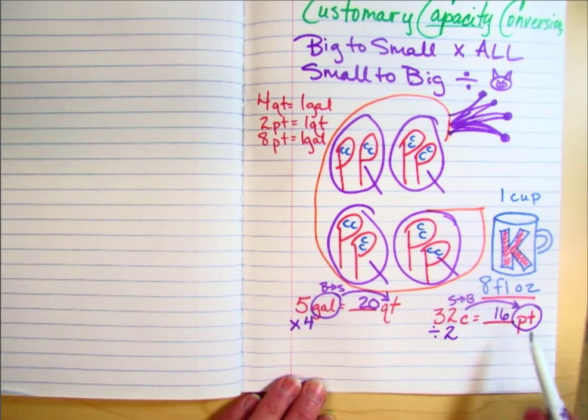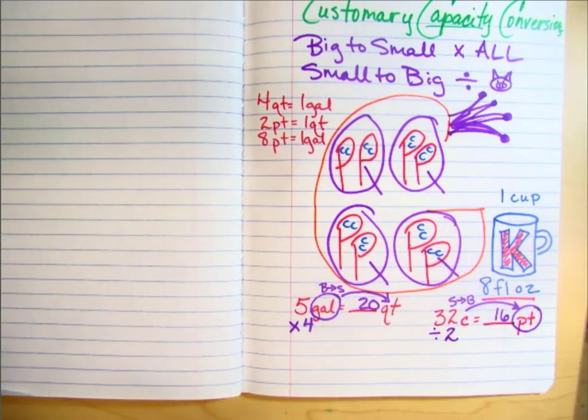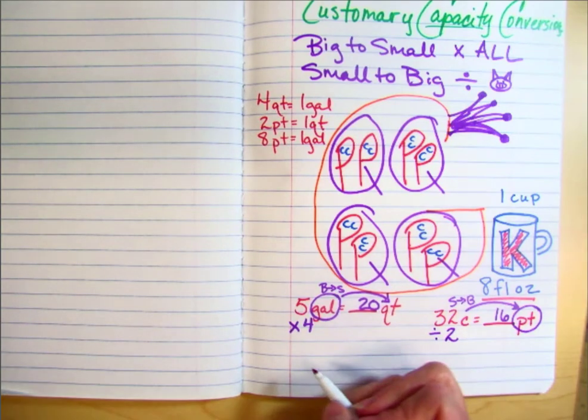So you can see we're doing the same thing we did yesterday, but we're just using different denominations. Sometimes you're going to have a problem that's written like this.